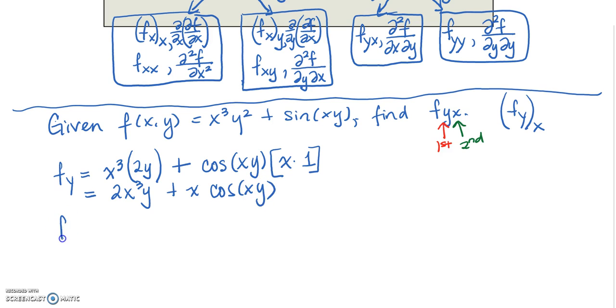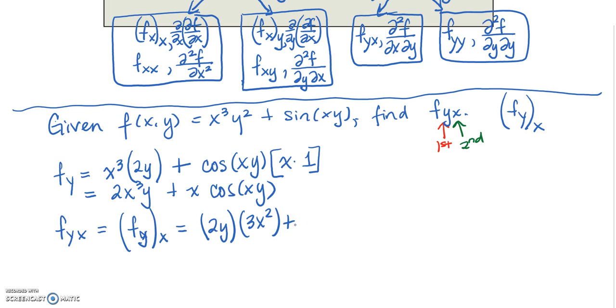Now, to get what we were asked to find, the partial of f sub yx, I need to take that f sub y that I've already found and find its partial with respect to x. So looking at my first term, the 2 is a constant, the y is a constant, so I'll lump them together. That's my constant. And then if I take the partial derivative of x cubed with respect to x, I get a 3x squared.